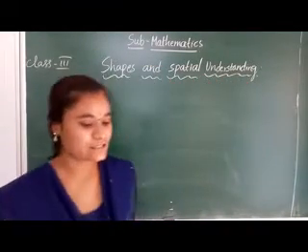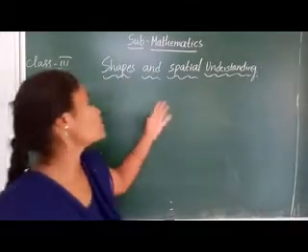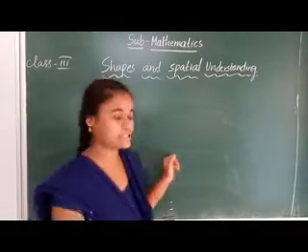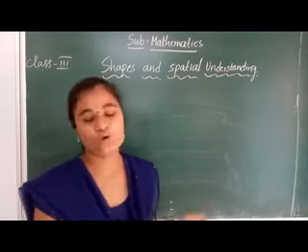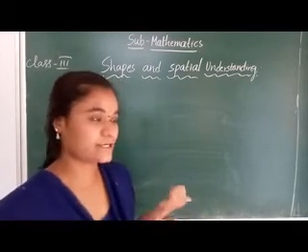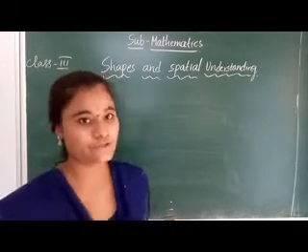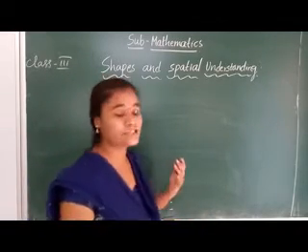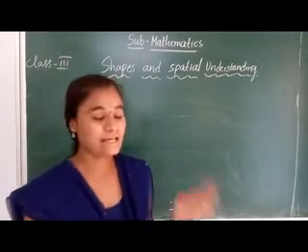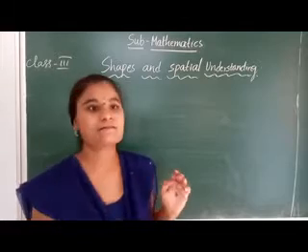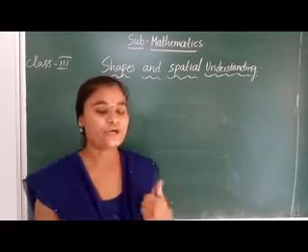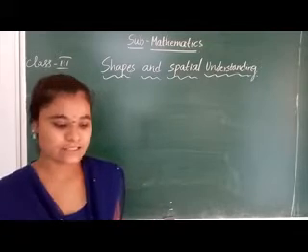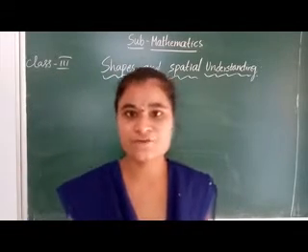Third class students, today we are discussing shapes and spatial understanding. In the previous class we already discussed what a 2D shape and a 3D shape are. A 2D shape consists of length and breadth. Examples of 2D shapes are square, rectangle, circle, triangle. A 3D shape consists of length, breadth, and height. Examples of 3D shapes are cube, cuboid, sphere, cone, cylinder.